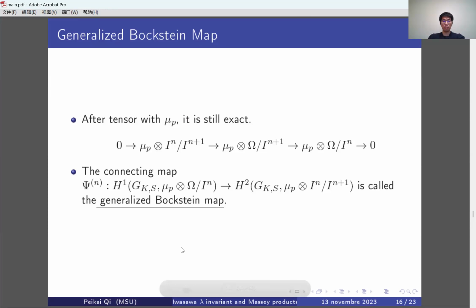You twist it a little bit, and we define the generalized Bockstein-type map as the connecting map from H^1 to H^2. So it's the same as before, but we just twist it a little bit. Here we define the connecting map from H^1 to H^2 as our generalized Bockstein-type map.